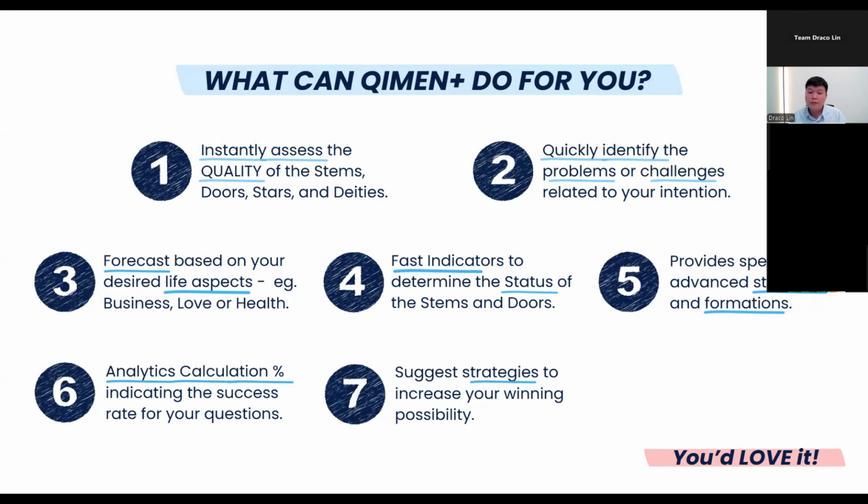It allows you to identify: red means it's good, black is not so good. Then we also have indicators to tell you the status of the stages of the doors. Everything is there for you in Qimen Plus, and I'm quite sure some of you have already bought it, subscribed to it, and been using it. I'm very happy that it's beneficial for you.